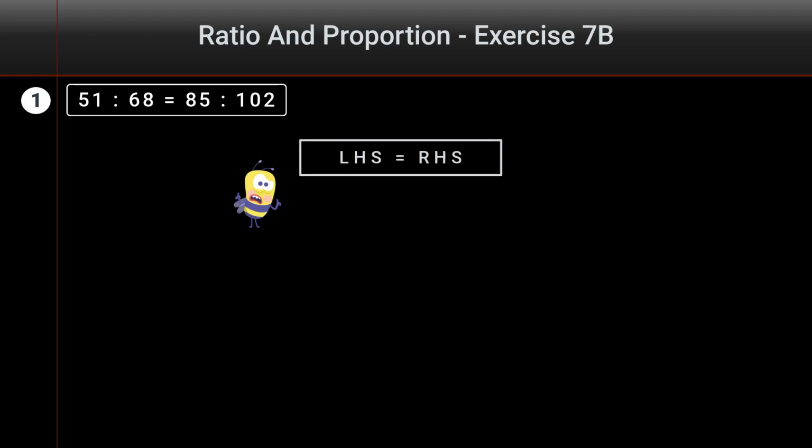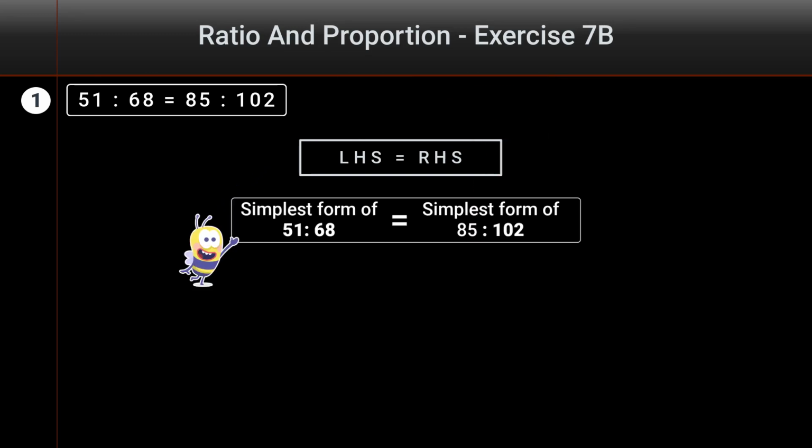But how am I going to prove that left hand side is equal to right hand side? I take the left hand side ratio and I should reduce it to simplest form. Similarly, for the right hand side. If on both the left hand side and the right hand side I get the same answer, then I can say that the given statement is true. In case I get a different answer, then I will have to say that the given statement is false.